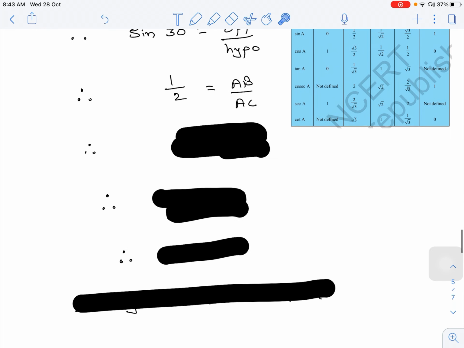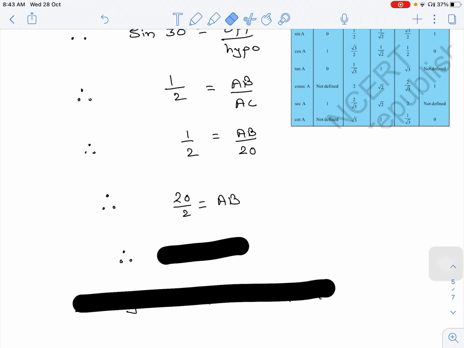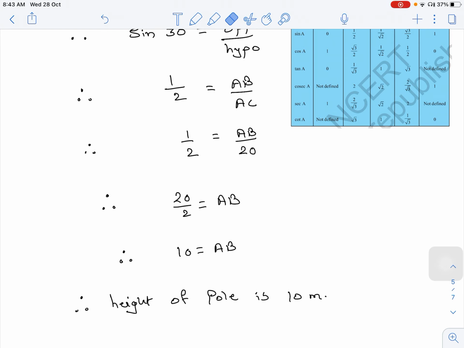By substituting that value, we get 1 upon 2 equals AB upon 20. In the next step, we change the side of this 20, so it is multiplied on the other side, that is, it goes to the numerator. So we get 20 upon 2 equals AB. Therefore, AB equals 10. Now, what is AB? AB is nothing but the height of the pole. So finally, the height of the pole is 10 meters.